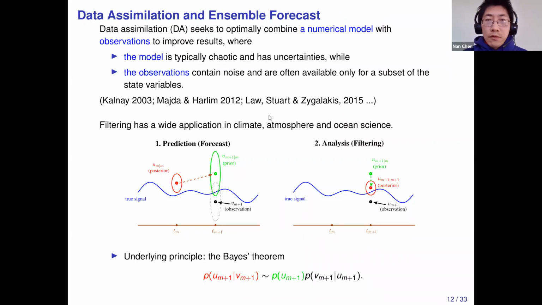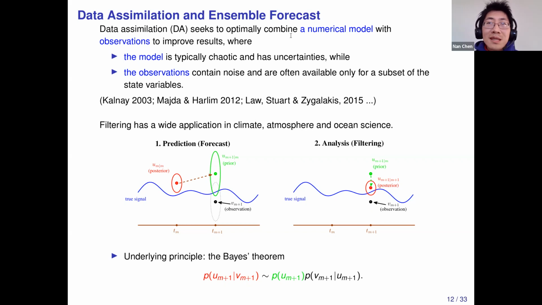Okay, so now I want to move on to some topics where conditional Gaussian nonlinear systems can be practically useful. The first topic is data assimilation and the related ensemble forecast. First, I just want to provide some very basic background. So what is data assimilation? Data assimilation is a method that tries to find the optimal combination of a numerical model with observations to improve results. It is a very important and famous method that is widely applied in many areas related to turbulence, say climate science or atmosphere ocean science.